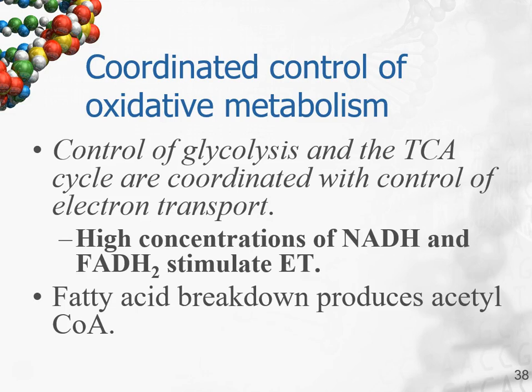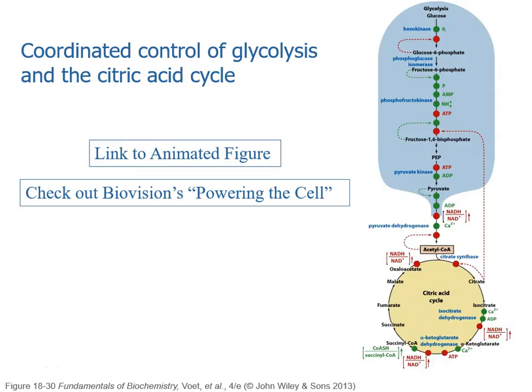So that means all of this is coordinated. So glycolysis, the citric acid cycle, and electron transport are all coordinated. So the citric acid cycle and glycolysis produce high concentrations of NADH and FADH2. So electron transport will be stimulated by the high concentrations of those reduced coenzymes because they're feeding into electron transport. We'll find out in the next chapter that fatty acids, when they break down, produce acetyl-CoA. So acetyl-CoA goes into the citric acid cycle, and you get more NADH and FADH2 there. So lots and lots of NADH and FADH2 will stimulate electron transport.